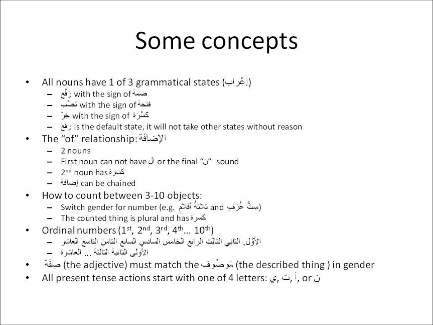And the next rule is that the second noun, which is the mudaf ilayh, is in the jarr state, and it will have a kasra at the end of it because of that. So that's why you see mushahadat al-athathi, mushahadat al-ghurfati. And you can chain them.